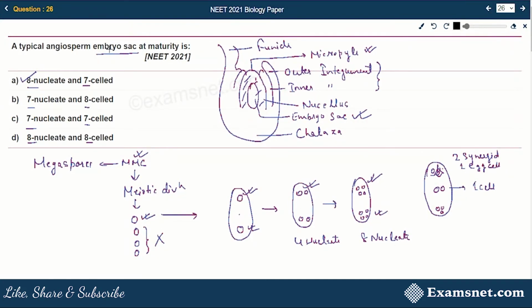So how many nuclei are there? Three nuclei here, three nuclei here, and two nuclei at the center. So the total number of nuclei is 8, right? And how many cells are there? Three cells here, three cells here, and one cell in the center. So total 7 cells. So what will be the answer? 8 nucleate and 7 celled.